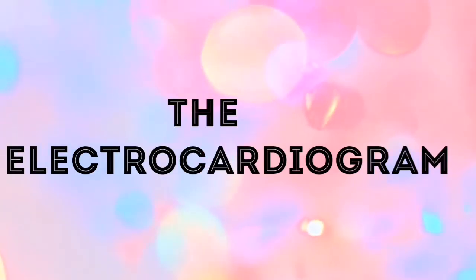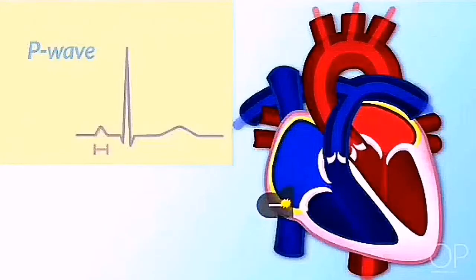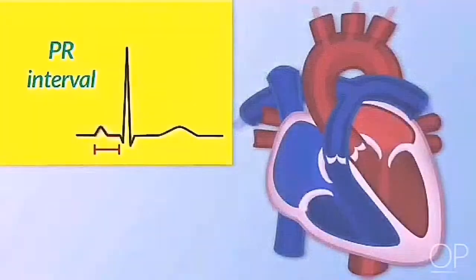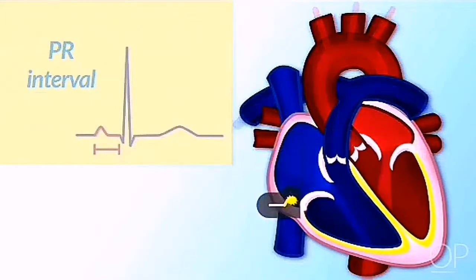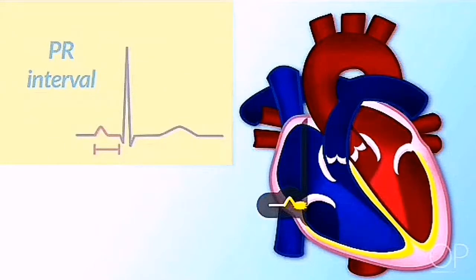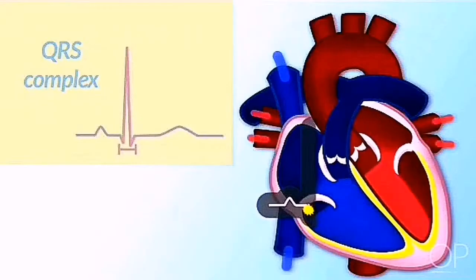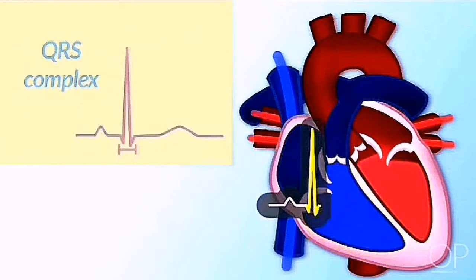The electrocardiogram. The P wave of the electrocardiogram represents atrial contraction. The PR interval is a measure of time from the onset of atrial contraction to the onset of ventricular contraction. The QRS complex represents the complete depolarization of the ventricles.